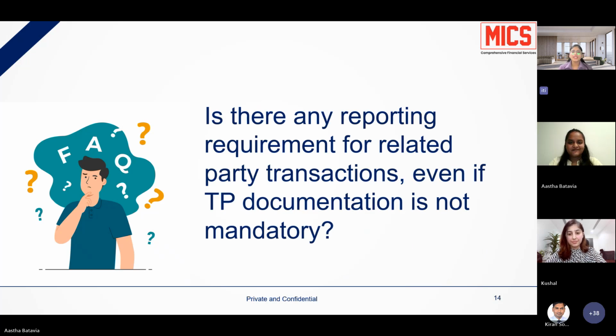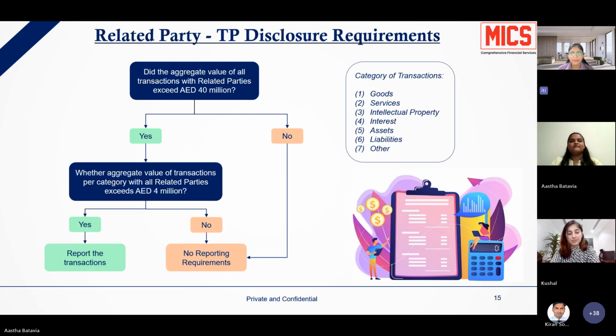Yes. So we just spoke about the OECD three-tiered TP documentation framework. Now we have to come to UAE local requirements. Is there any reporting requirement for related party transactions, even if TP documentation is not mandatory by law? So the answer is yes. Asta, can we go to the next slide?